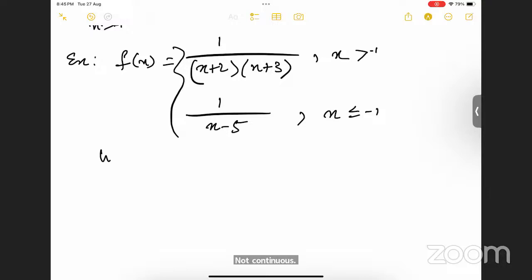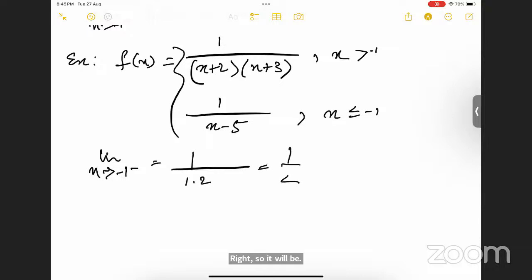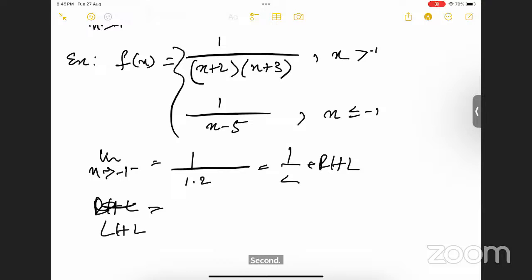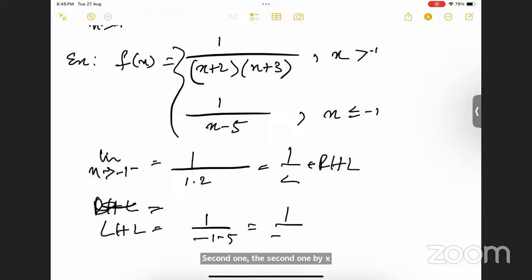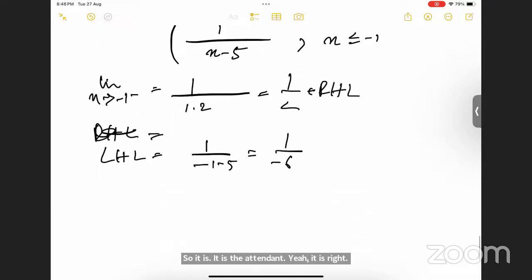Does the limit exist? What is the left hand limit? 1 by 2. So we can directly put the value here, right? So it is 1 into 2, so it is 1 by 2. And the right hand limit? Second one, x minus 5, it is the right hand limit. Yes. And what is the left hand limit? Minus 1 minus 5, minus 1 by 6. So the limit doesn't exist, hence the function is clearly not continuous.